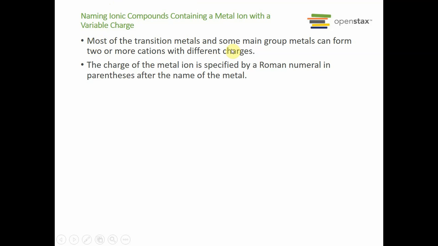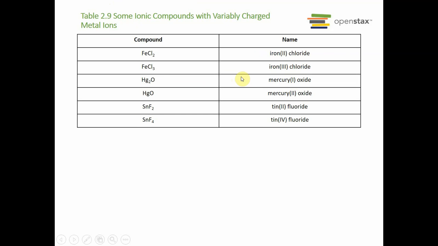Most of the transition metals and some main group metals can form 2 or more cations with different charges. The charge of the metal ion is specified by a Roman numeral in parentheses after the name of the metal. So this compound, FeCl2, is iron(II) chloride, meaning that it has a 2+ charge. Iron(III) chloride, on the other hand, has a +3 charge.